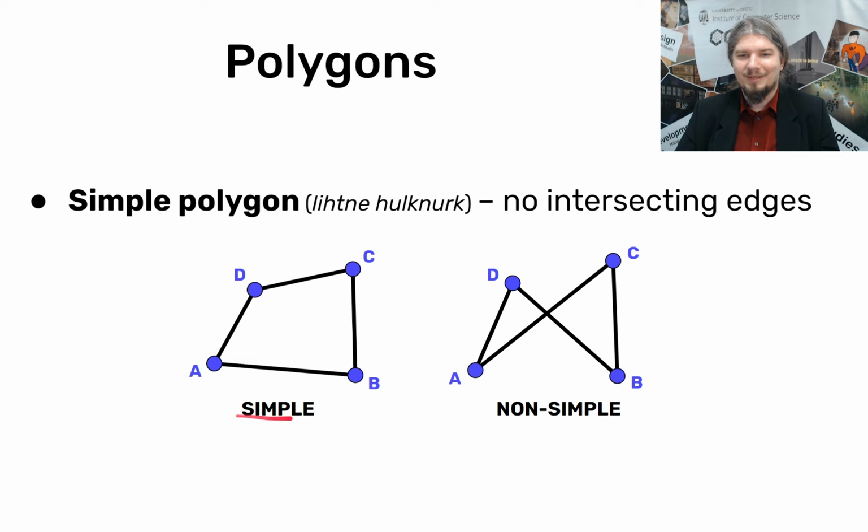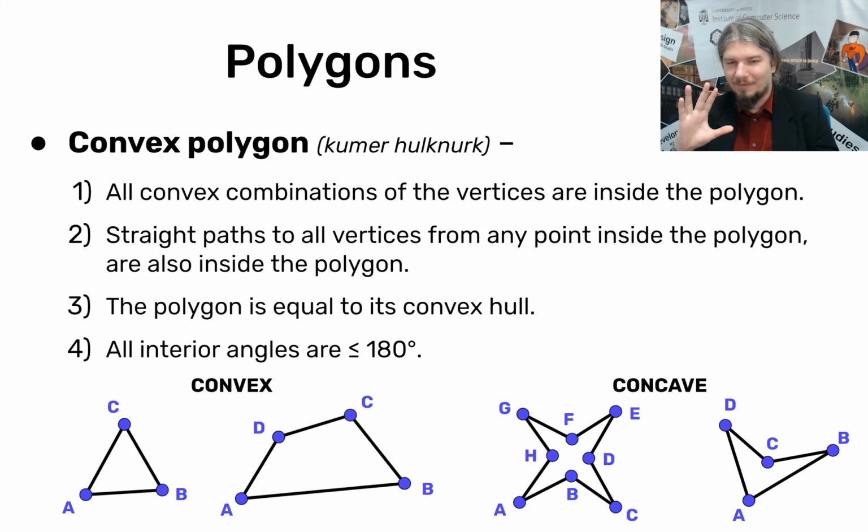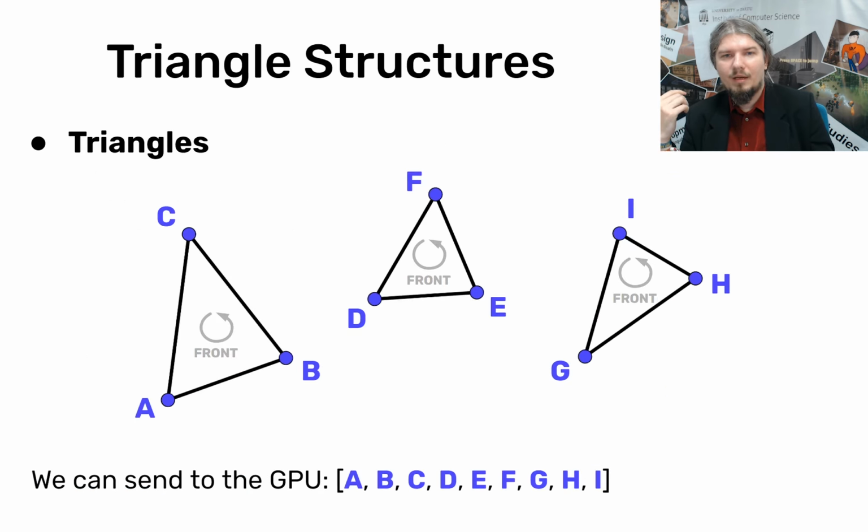In computer graphics, we usually want to deal with simple polygons and, usually, triangles. But if they're not triangles, then simple is a good requirement, and then convex is usually a good requirement, because there are certain algorithms that work well on convex polygons. Now let's look at some triangle structures. These are structures that you can make out of triangles that are supported by OpenGL, basically.